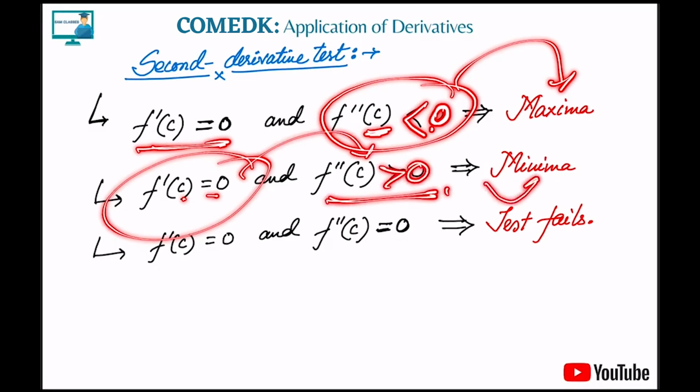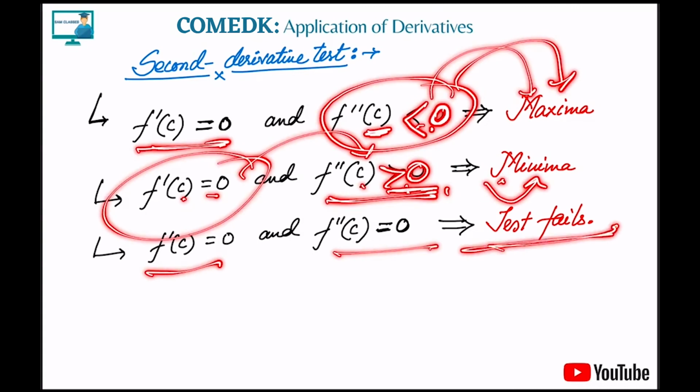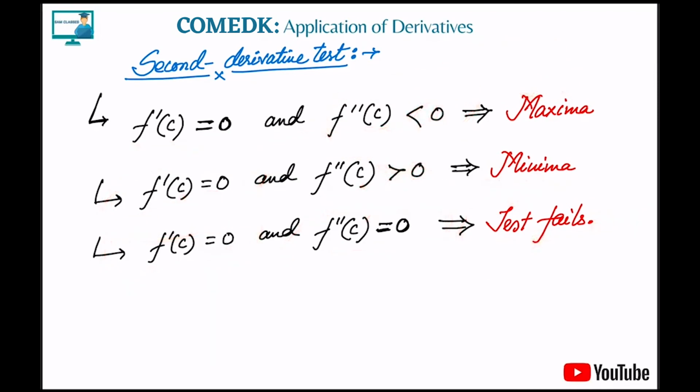If it is the opposite, so if it is greater than 0, minima. If it is less than 0, maxima. Okay, and if both are 0, then the test fails. First derivative is also 0, second derivative is also 0 at that point, then the test fails. Okay, now we'll be seeing how to apply it in the KCET questions in the PYQ section.